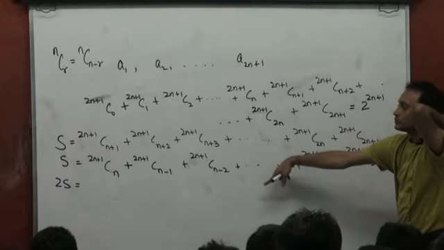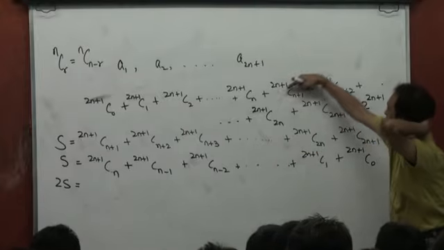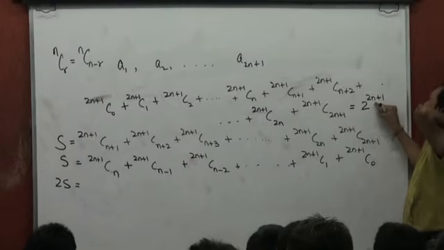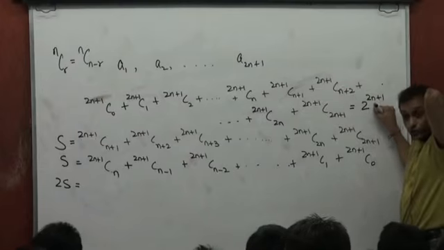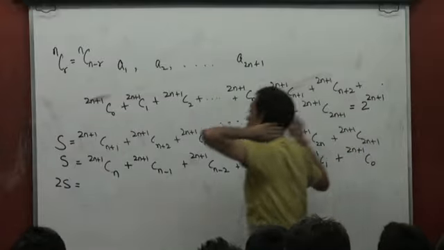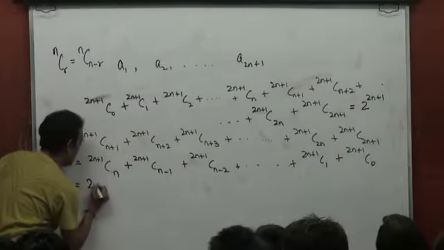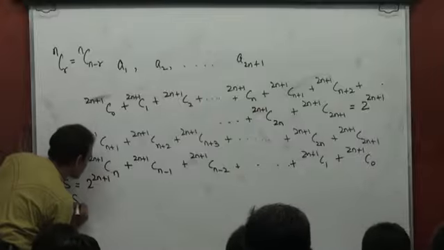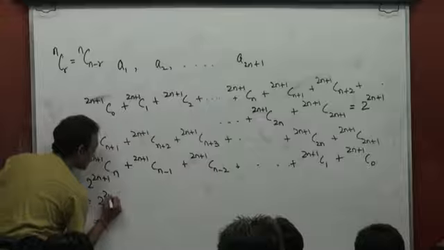If you add the two S's, then you simply get the sum that you see here, which is 2 to the power 2n+1, right? So this is 2 to the power 2n+1. So S is what we are seeking, which is 2 to the power 2n.